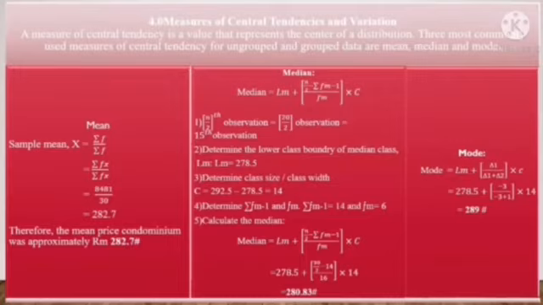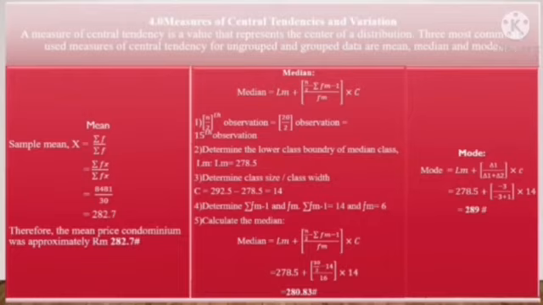Next, in the middle box is the formula and all the information about how to calculate the median. I got 287.5 plus (30 divided by 2 minus 14) divided by 16, multiplied by 14. I got the answer 280.83. Next, the last box shows the formula for how to calculate the mode.